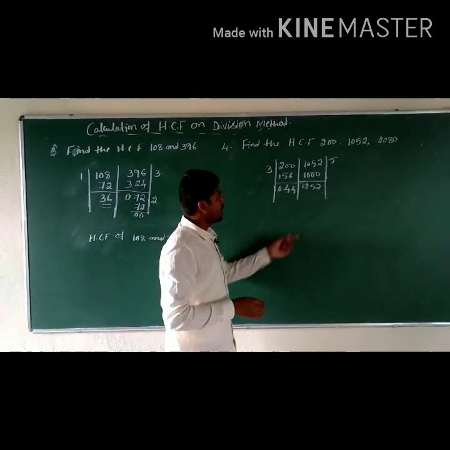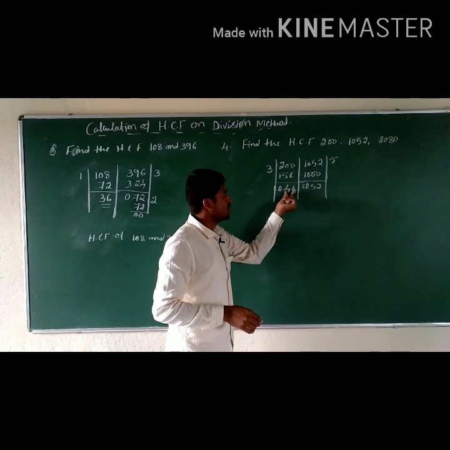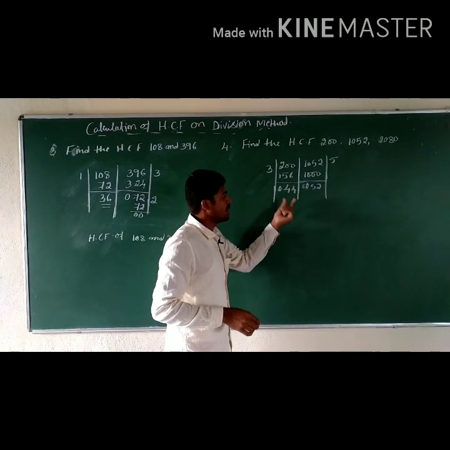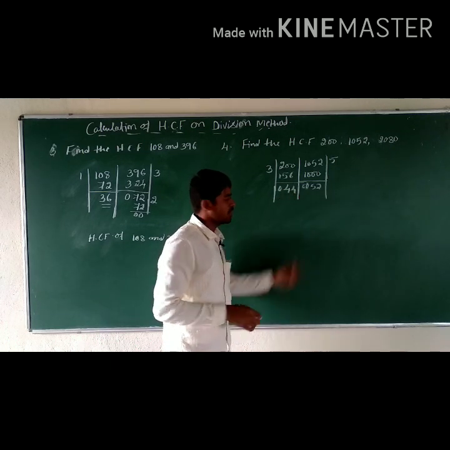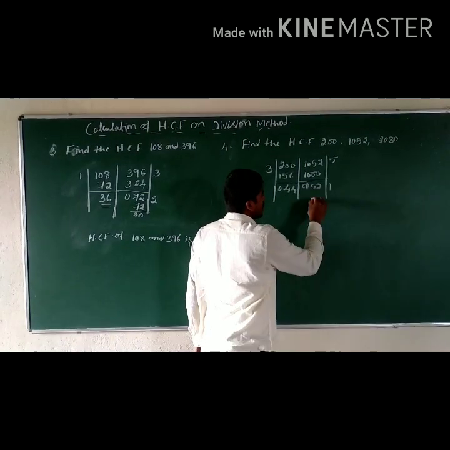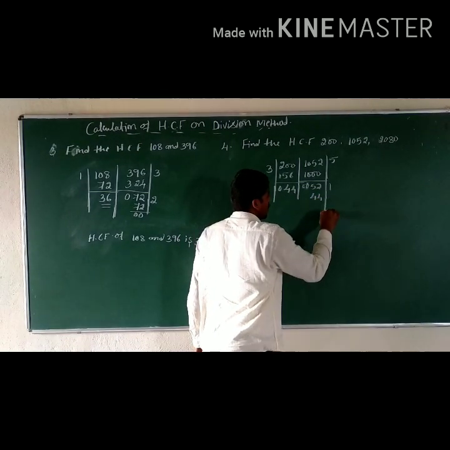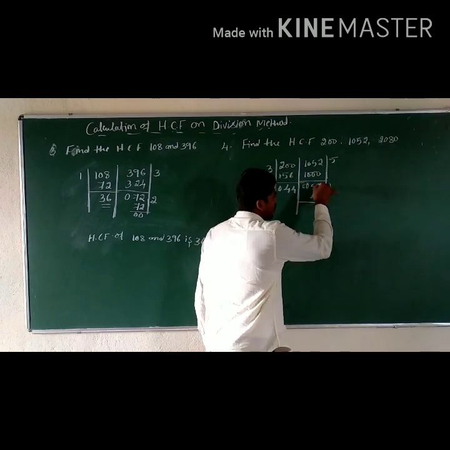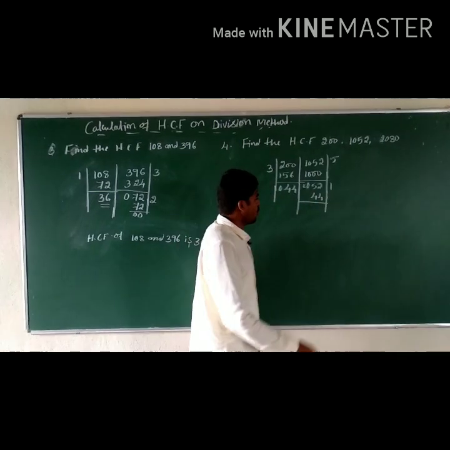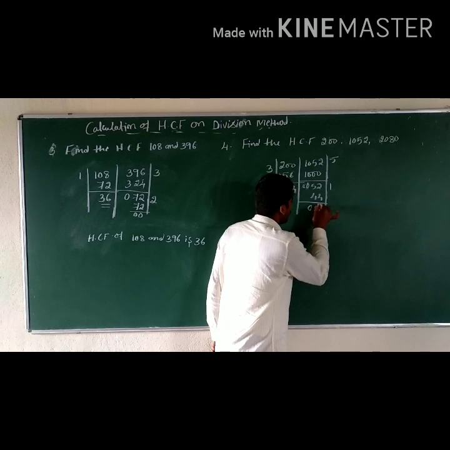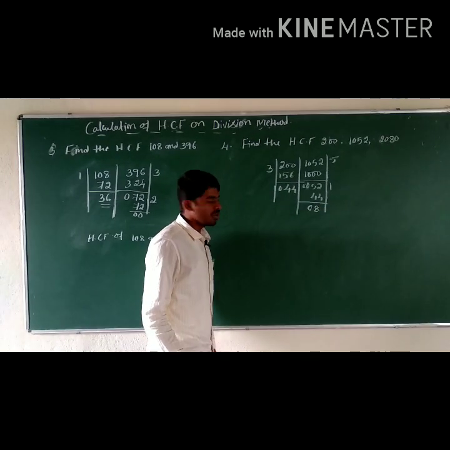Now compare it. This is the highest value now, this is the lowest value. We can divide the lowest value into the highest value. 44 ones are 44. 52 minus 44, we get 8.